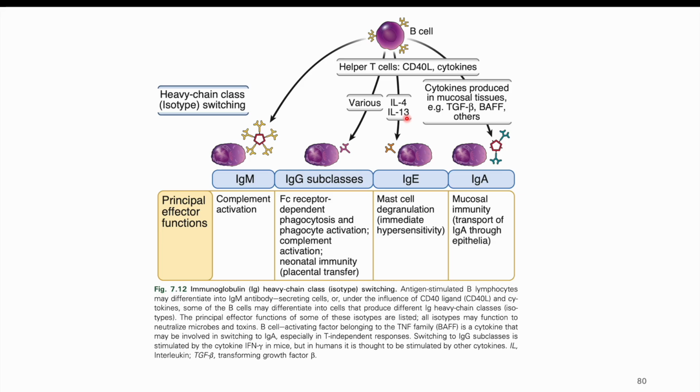The principal effector functions of some of these isotypes are listed here, and we'll go through them. All isotypes may function to neutralize microbes and toxins. B cell activating factor belonging to the TNF family is a cytokine that may be involved in switching to IgA, especially in T-dependent responses. Switching to IgG subclass is stimulated by the cytokine interferon gamma in mice especially, but in humans it is thought to be stimulated by other cytokines.